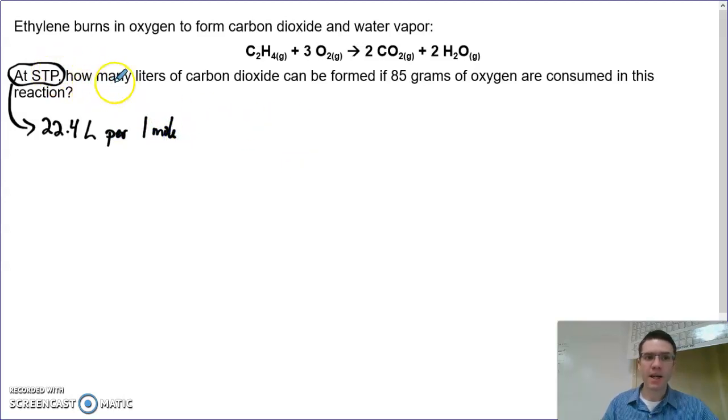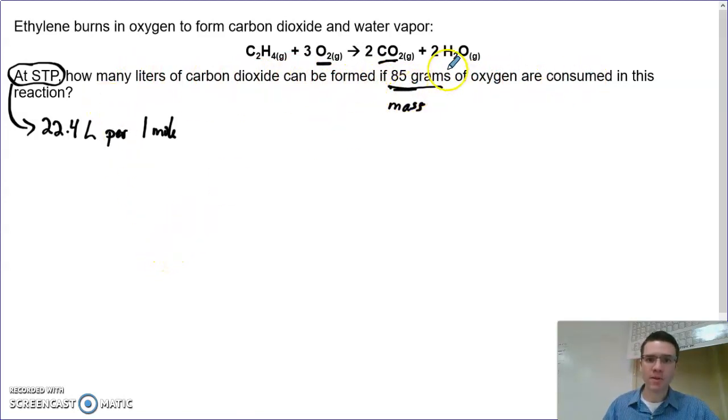They want to know this. How many liters of carbon dioxide, so that's our gas here, can be formed if 85 grams of oxygen, this is also gas, but they gave us a mass here. So we're not thinking ideal gas law here. We're thinking mass to moles conversions. How many liters of carbon dioxide can be formed if 85 grams of oxygen are consumed in this reaction?